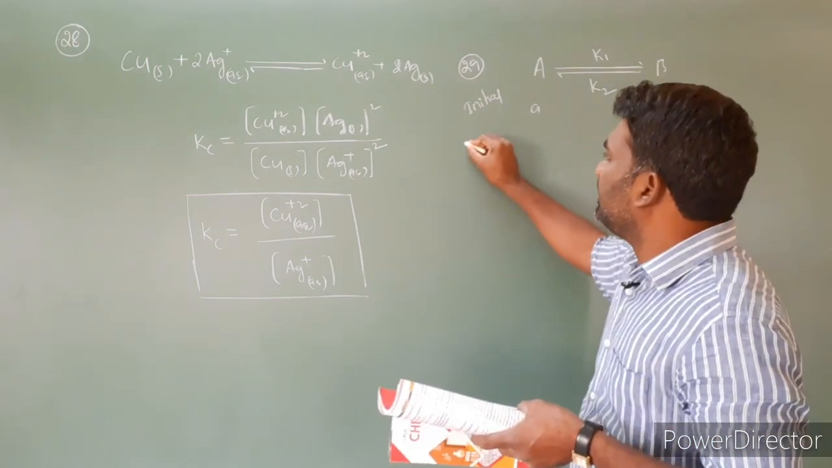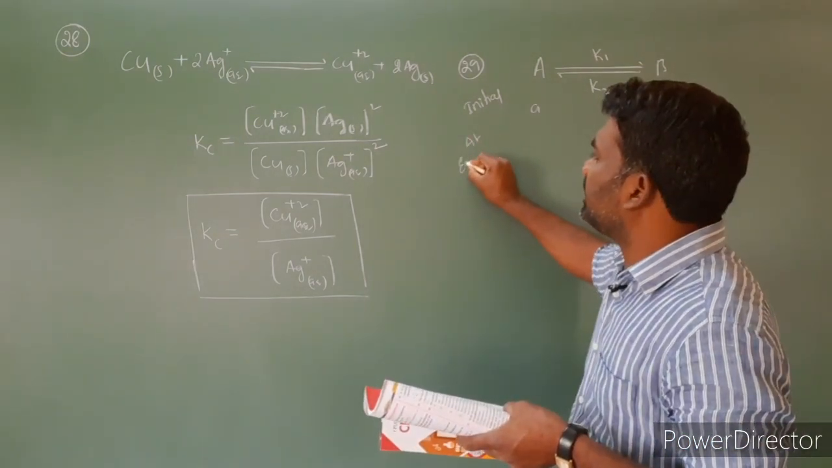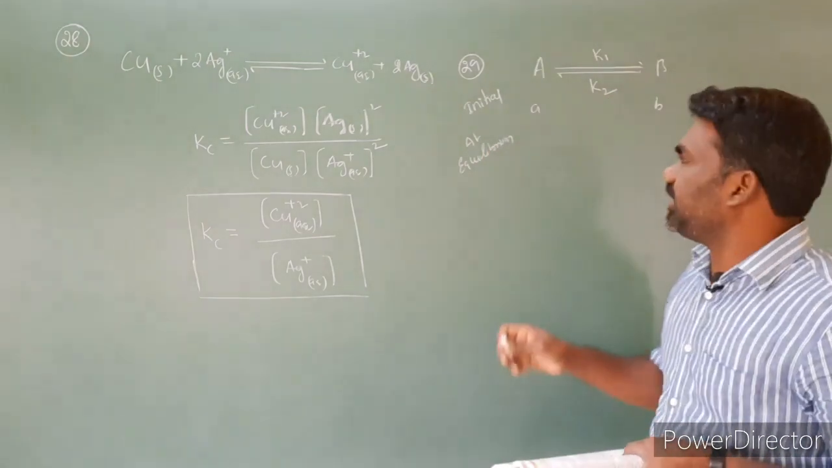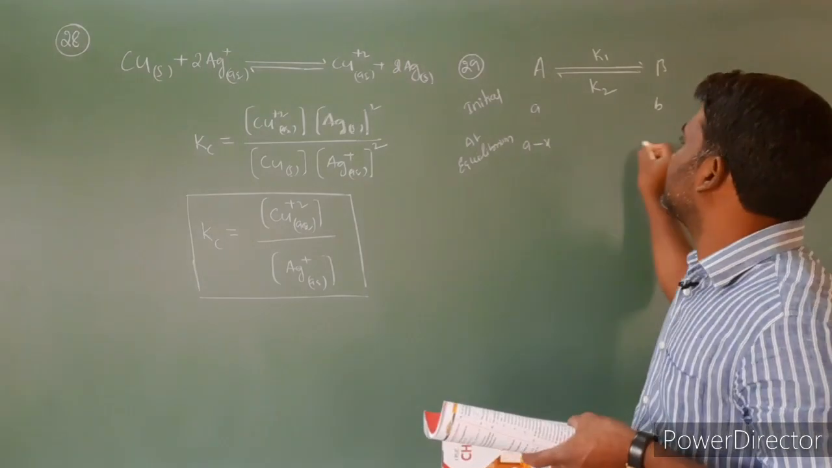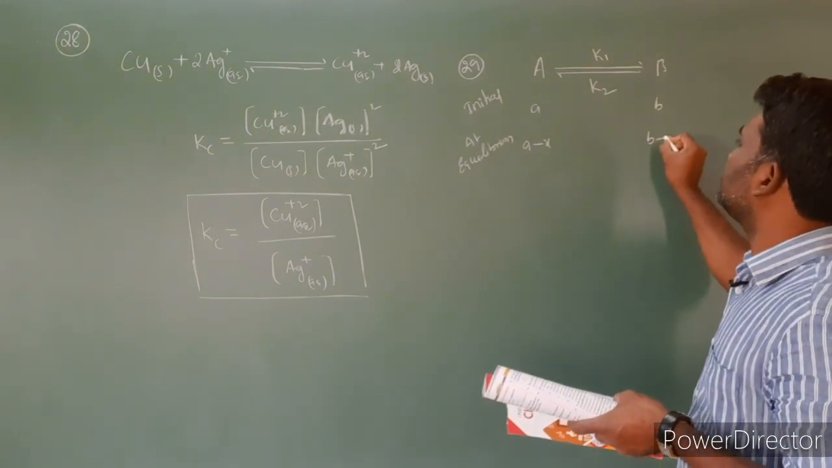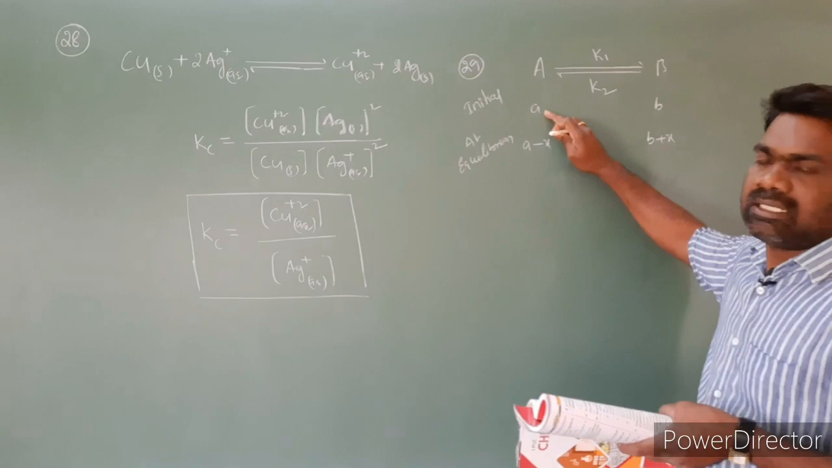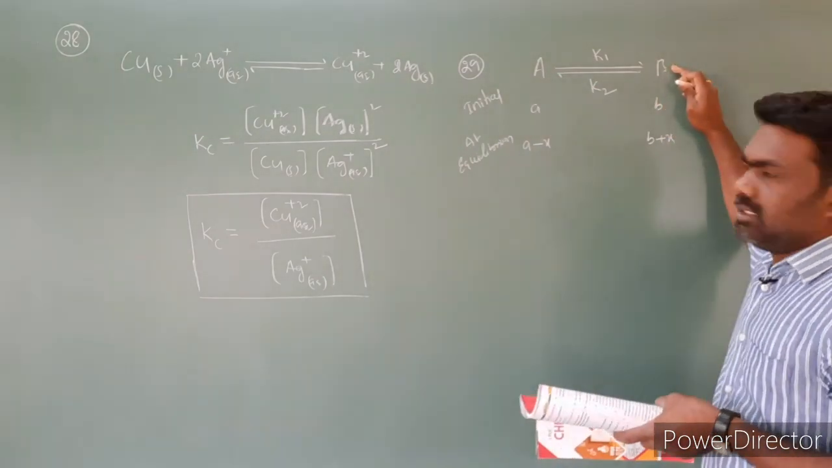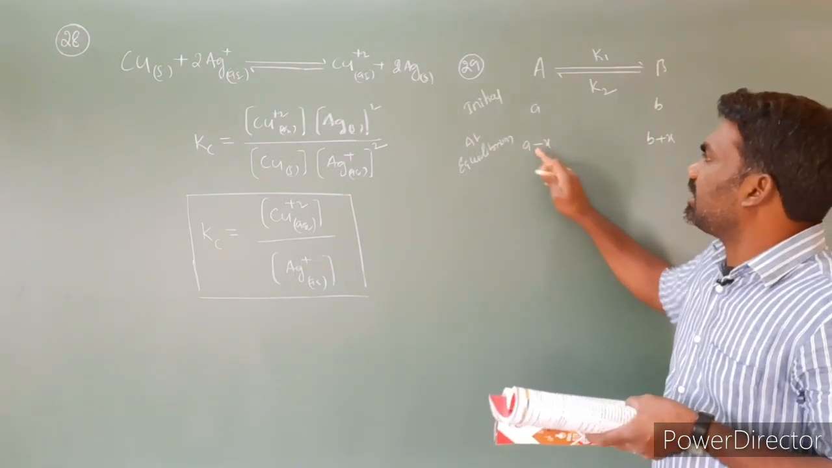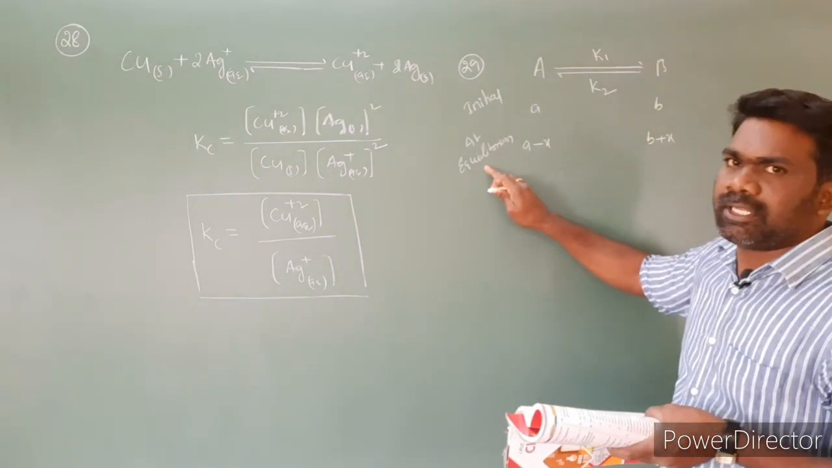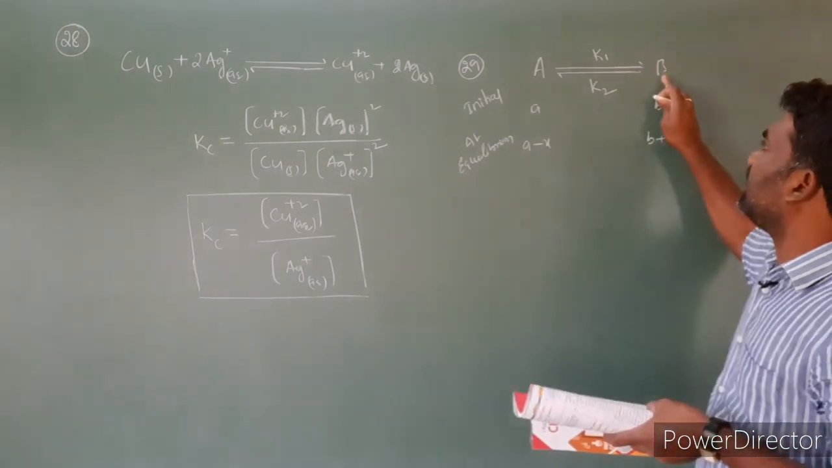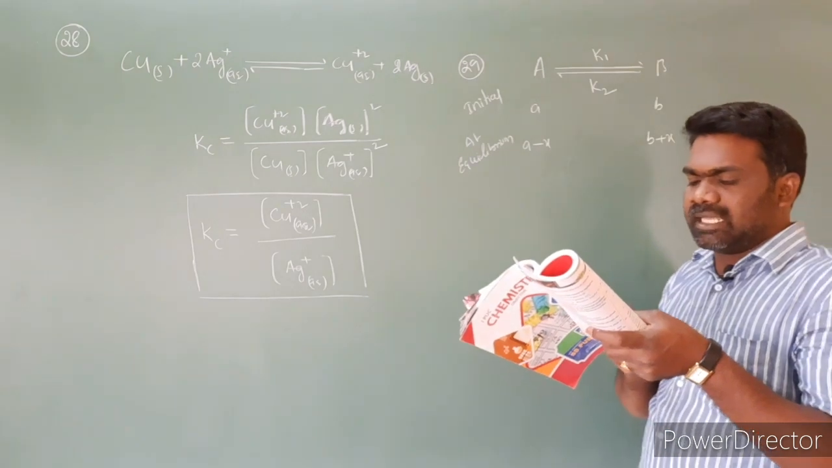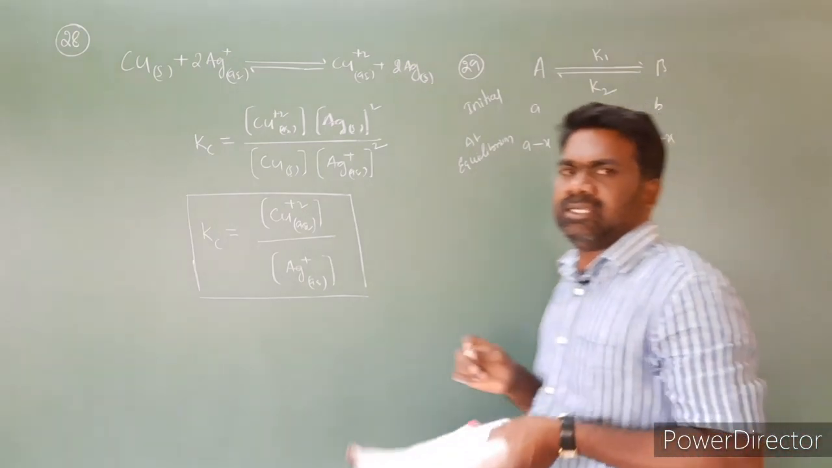So one more data is given: concentration at equilibrium. This is a minus x and this is b plus x. So small a is the initial concentration of A and small b is the initial concentration of B. And a minus x is the concentration of A at equilibrium and b plus x is the concentration of B at equilibrium. So express x in terms of K1, K2, a and b.